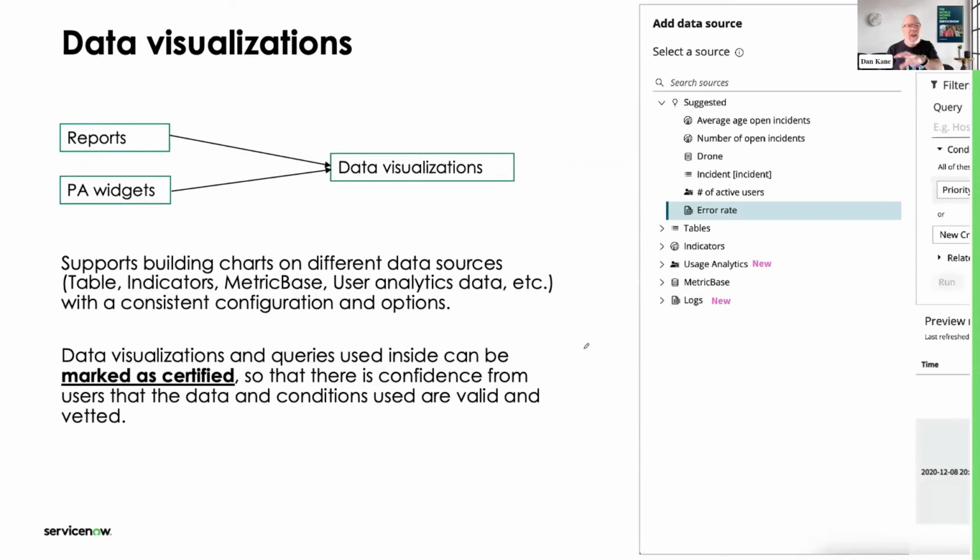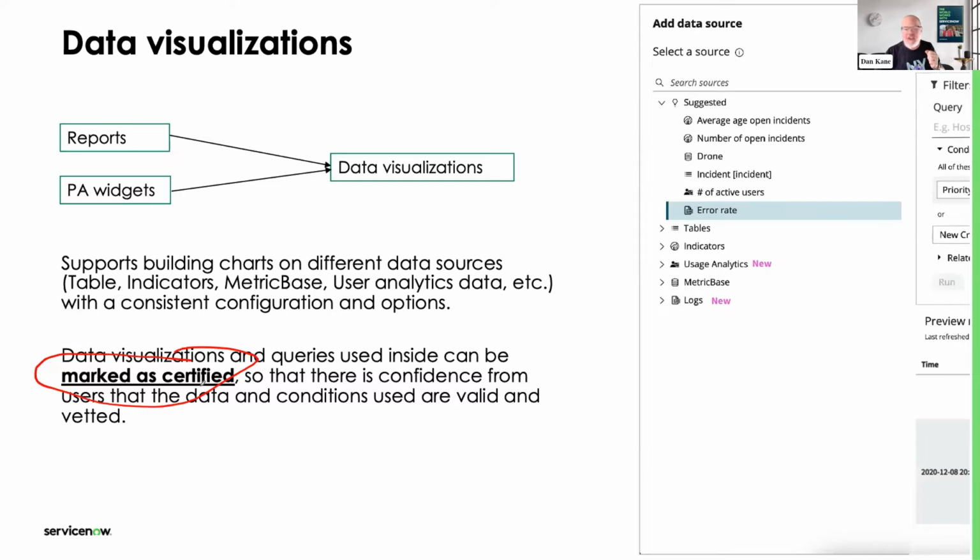So, I'm not going to spend a lot of time with this because I want to do more of the demo here. But when we're talking about what used to be the reports and PA widgets, which are now the data visualizations, a couple of pieces I want to add is that we're supporting building charts on different data sources. One additional piece you can do now with the Analytics Center within Next Experience is you can mark objects, visualizations, and queries as certified.